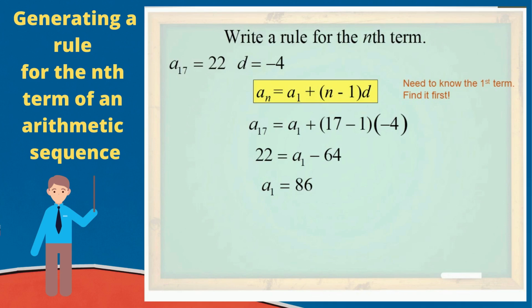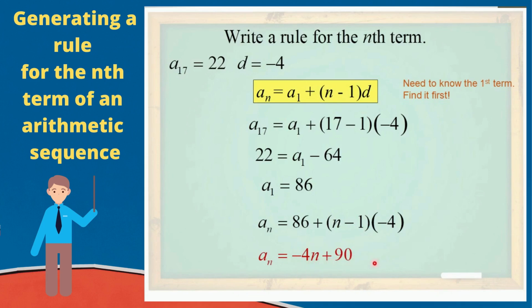Since we have the value of the first term, we can now write the rule for the nth term. Using the general rule again, substitute the given values. A sub n equals the value of the first term, which is 86, plus the quantity of n minus 1 times the value of the common difference, which is negative 4. Simplify it further: distribute negative 4 to each term in the quantity. So that is a sub n equals negative 4n plus 90.